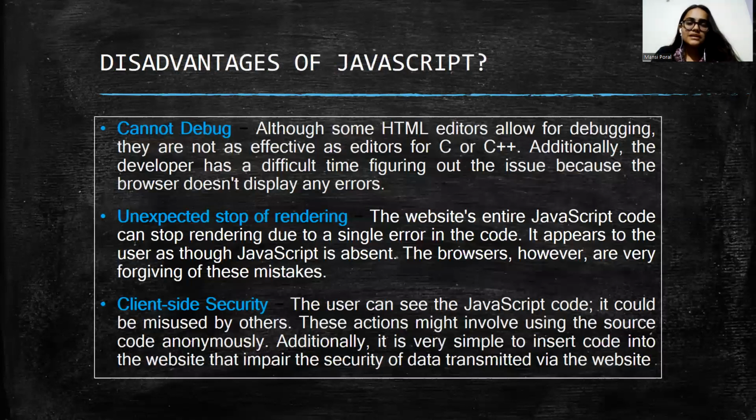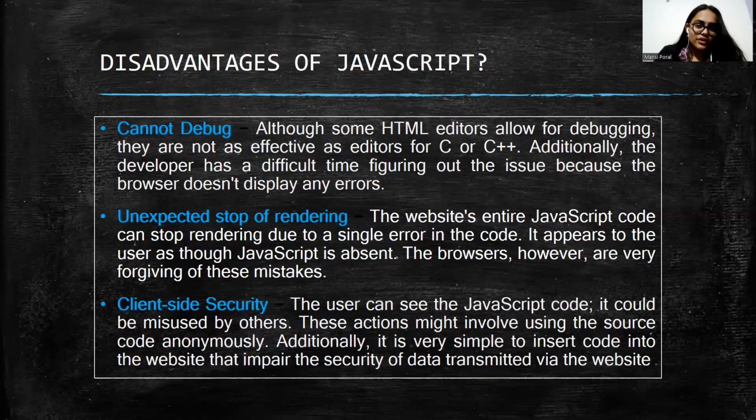So there are some disadvantages of using JavaScript. That is, it is very difficult to debug. Although some HTML editors allow for debugging, they are not as effective as editors for C or C++. Additionally, the developer has a difficult time figuring out the issue because the browser does not display any errors. Unexpected stop of rendering: the website's entire JavaScript code can stop rendering due to a single error in the code. It appears to the user as though JavaScript is absent. The browsers, however, are very forgiving of these mistakes.